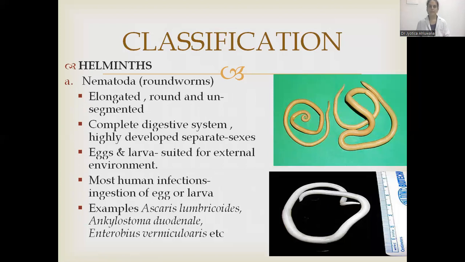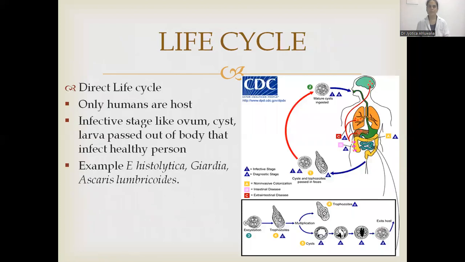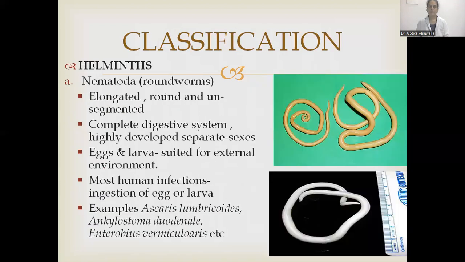In helminths, the nematoda, platyhelminths. The nematoda or the roundworms, these are elongated, round and unsegmented. Complete digestive system they have. Highly developed separate sexes. Eggs and larvae suited for external environment. Most human infection occurs by ingestion of the egg or larva. The examples are Ascaris lumbricoides or Ancylostoma duodenale or Enterobius vermicularis.